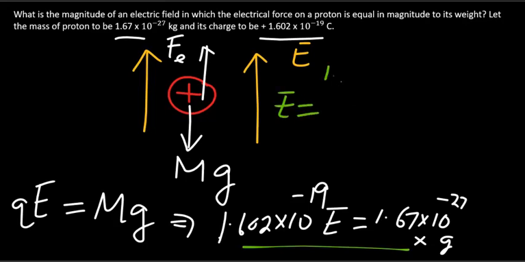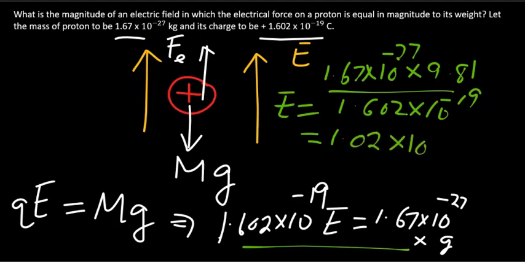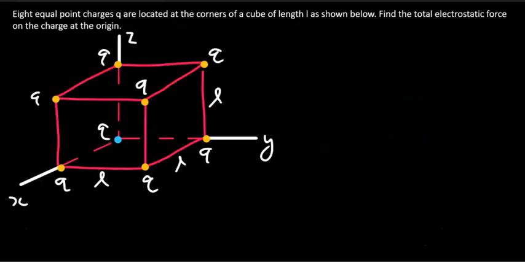It's 1.67 times 10 to the power minus 27 times g, 9.81, over the charge 1.602 times 10 to the power minus 19 Coulomb. And the answer is about 1.02 times 10 to the power minus 7 Newton per Coulomb. And that's the answer.